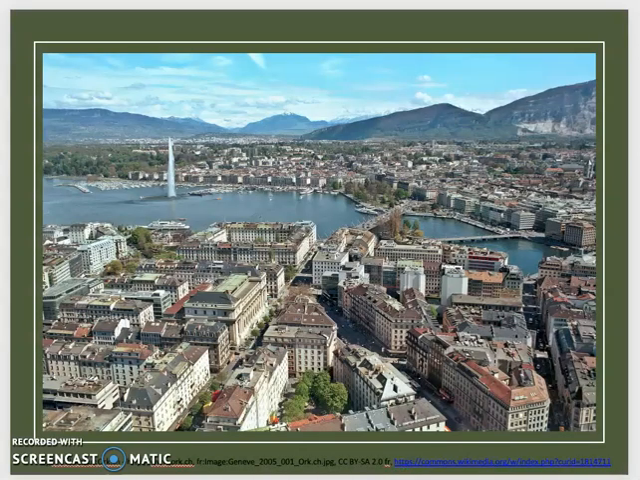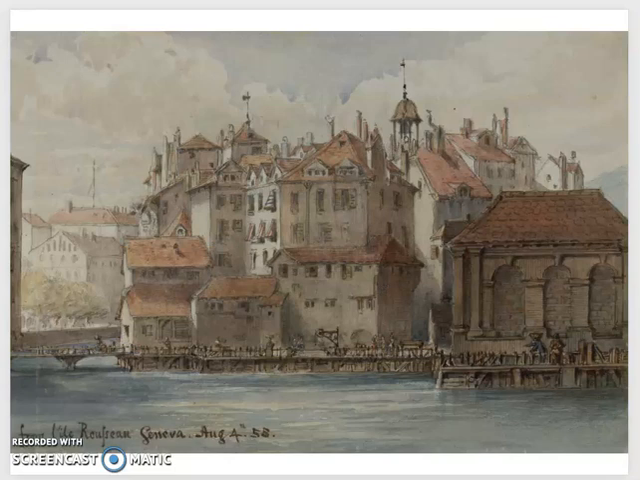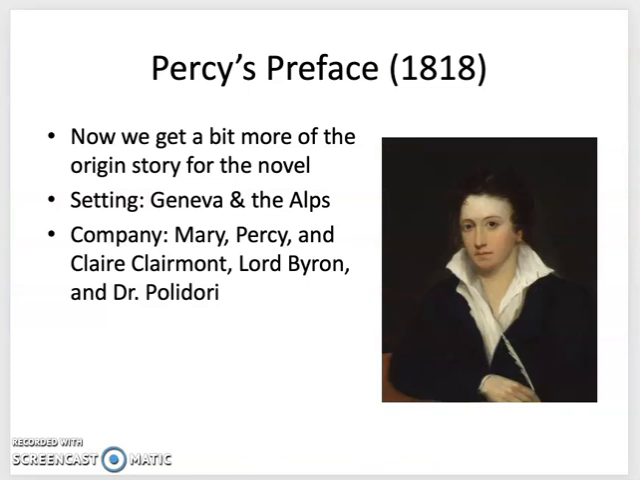Here's a picture of modern day Geneva from Wikipedia, and you can see the beautiful Alps in the background. Here's a painting of Geneva from 1858, so you get a little more context. So that's the setting. And then the company is Mary, that he talks about, the delightful company: Mary, Percy, and Claire Claremont, Mary's stepsister, Lord Byron, and Dr. Polidori.